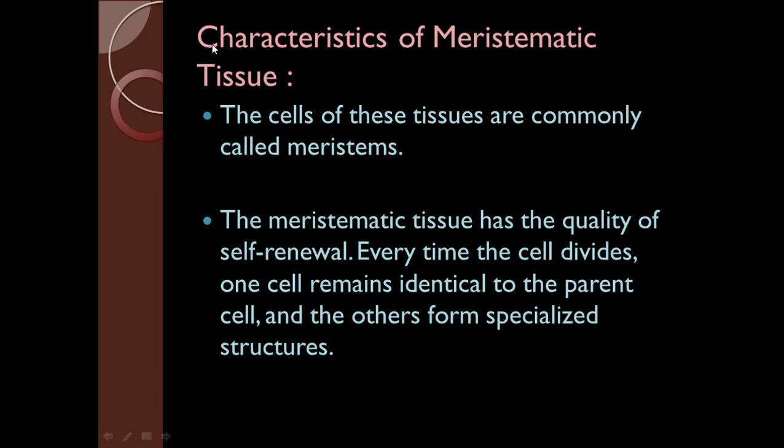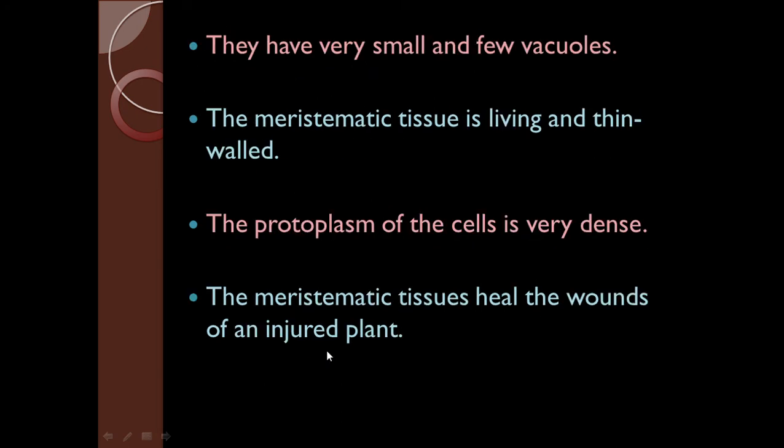Now let us study about the characteristics of meristematic tissue. The cells of this tissue are commonly called meristems. The meristematic tissue has the quality of self-renewal. Self-renewal means if it gets damaged, it can repair itself. Every time the cell divides, one cell remains identical to the parent cell and the others form specialized structures.